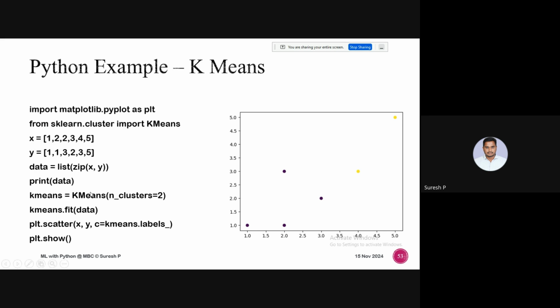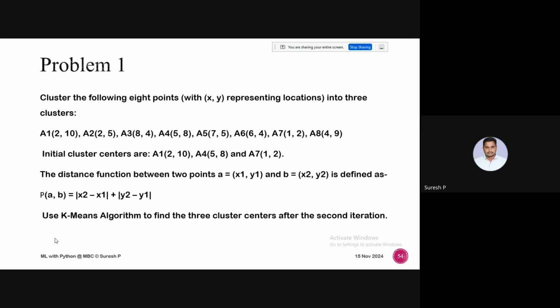Simply, we are applying the k-means clustering. K-means is a predefined function. We simply apply it, and we specify the number of clusters. If you give two, two clusters will be created. If you give three, three clusters will be created. Then after that, we are applying kmeans.fit on the data. This will generate the graph, and we plot that scatter plot and display the graph. This is the Python code for the k-means clustering algorithm.